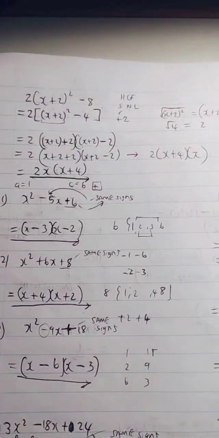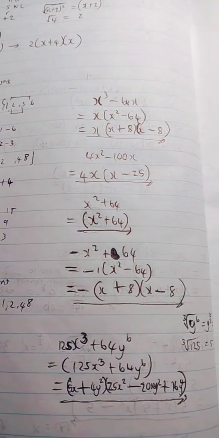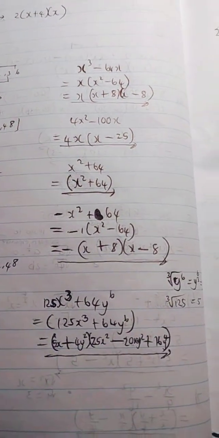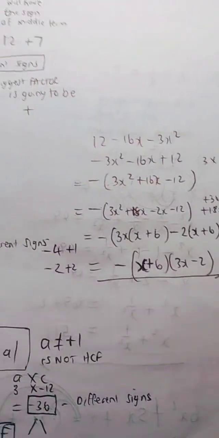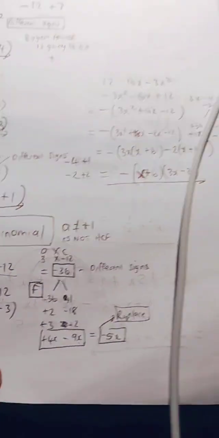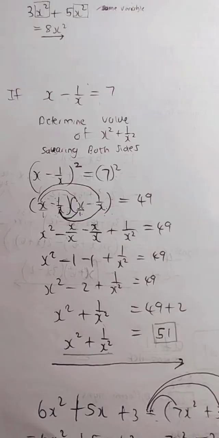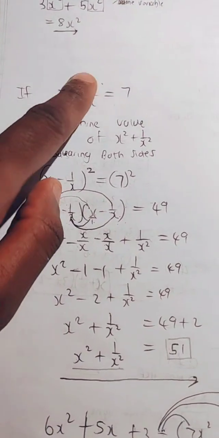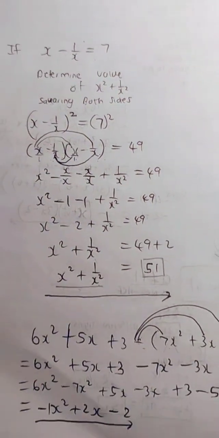Different types of factorization. Okay, consolidated factorization. On my YouTube channel, guys, I have uploaded the video for this, all of the explanation, a long video, I think 2 hours and something minutes. Advanced trinomial, I did all the types of factorization. And then I also did a question which was pretty interesting: if x minus 1 over x is equal to 7, determine the value of x squared plus 1 over x squared.